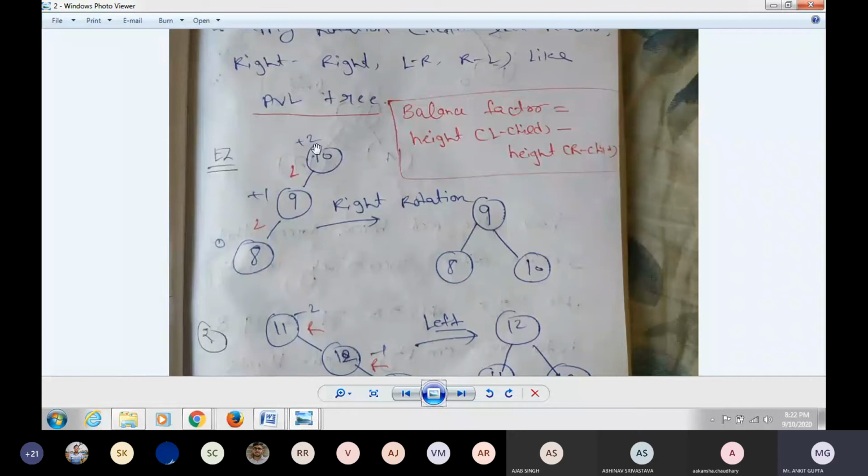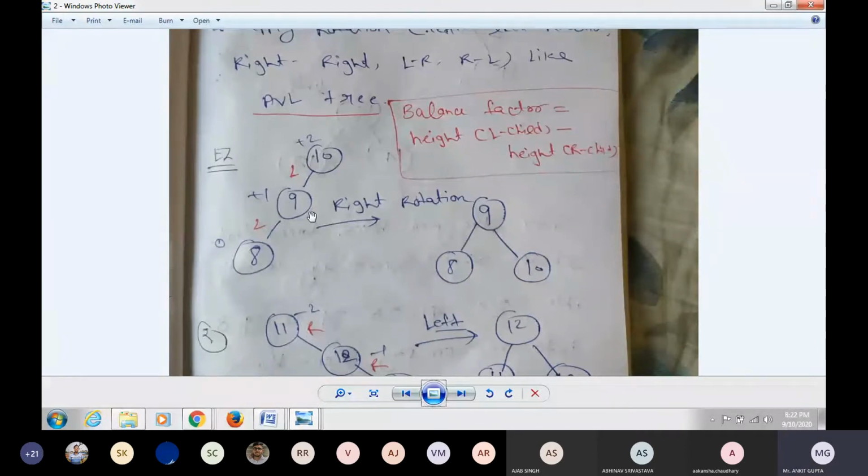It is unbalanced. So left and left. It is LL notation. Okay, it is LL rotation. So I have to apply right rotation. So now 8, 9, 10. I have to apply right rotation. So 10 will come in the right side of 9, 8 will come in the left side of 9.